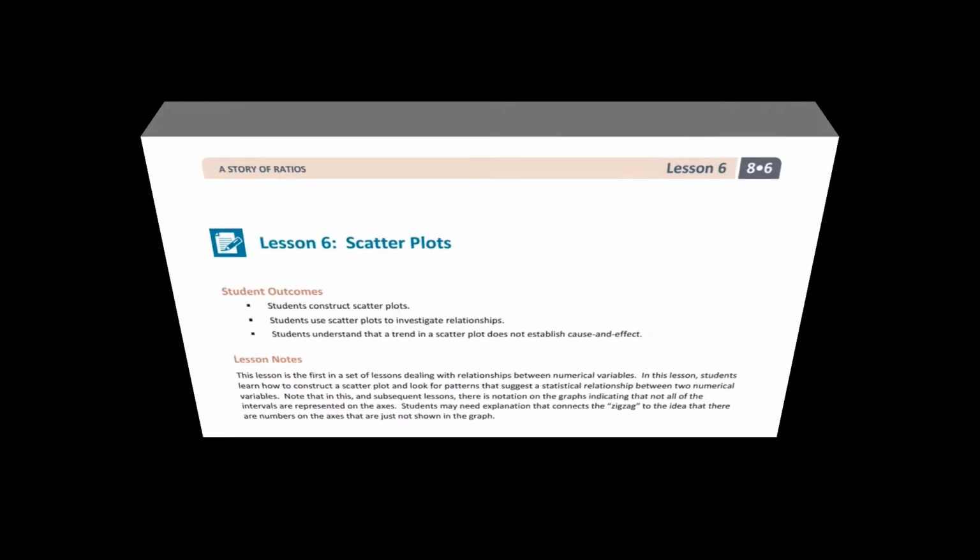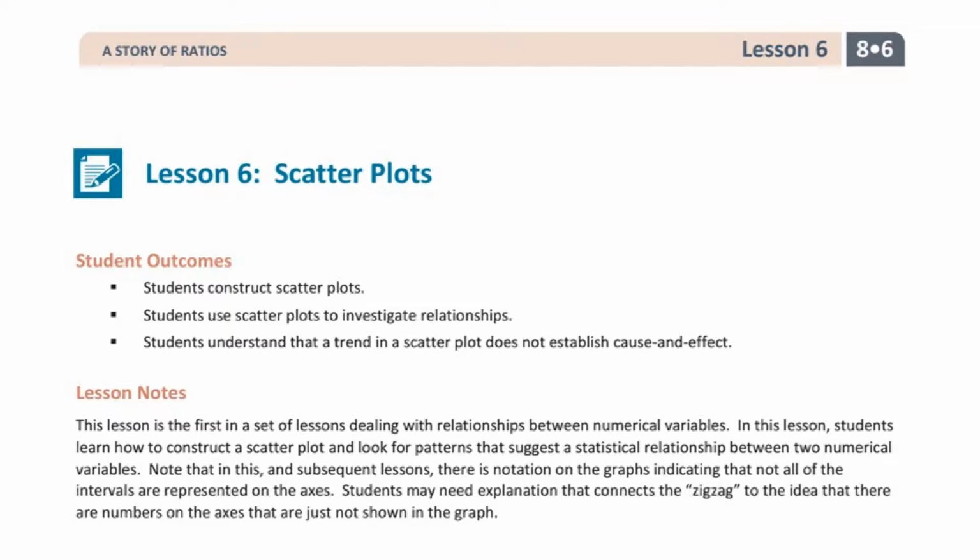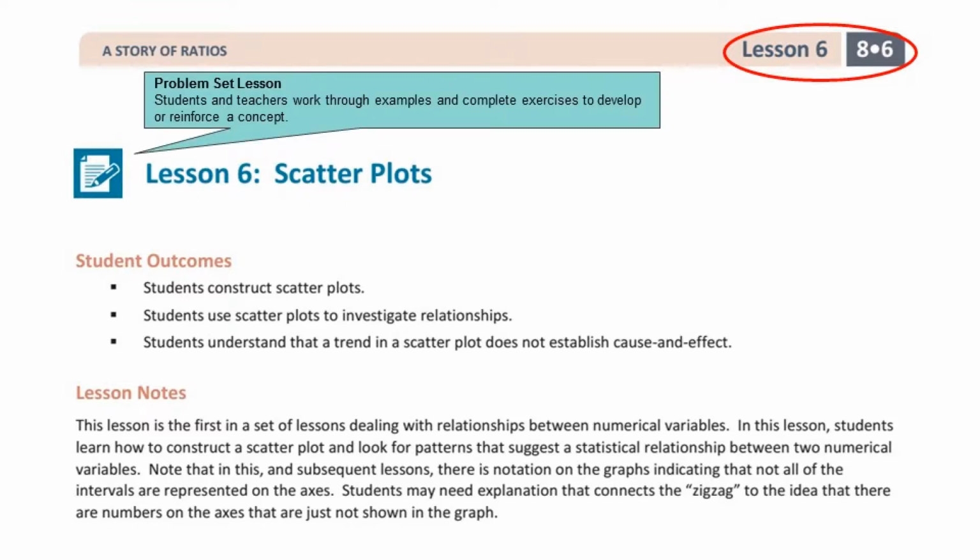So now if we look at an example, if you look in the top right corner of your screen, you'll see this is Lesson 6. The 8.6 means 8th grade Module 6. Modules in Eureka Math are basically like what we would consider to be units in most traditional curriculum resources. So they're broad scopes, but then you see that this is Lesson 6 from Module 6 of the 8th grade material. Also notice the icon out to the left there. And again, that represents this is a problem set lesson where students and teachers work through examples and complete exercises to develop or reinforce a concept. So this is kind of traditional instruction.